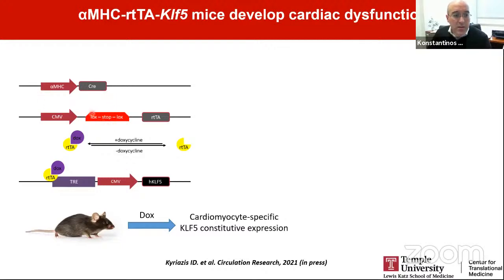So these mice, when this cassette is excised, express rtTA, and those mice have a TRE element, meaning a promoter element that can be activated by rtTA when rtTA is activated by DOX. And when this happens, the mice express KLF5 constitutively in the cell type that expresses Cre. So we created these mice that express KLF5 constitutively in cardiomyocytes when the mice are fed a doxycycline-containing diet.